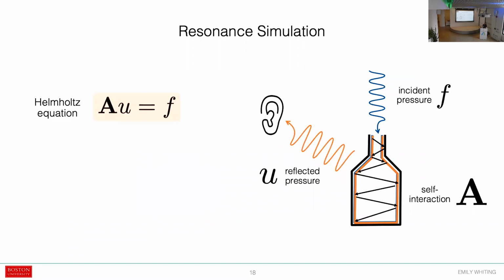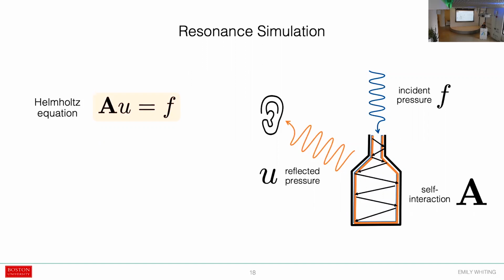So we used the well-known Helmholtz equation for modeling that acoustic simulation. The basic idea here is that you have an incident pressure, F, so that's the air that's being blown in, causing pressure on the interior of that cavity. And then you have a reflected pressure that's causing the audible sound. And you have this characteristic matrix A that's giving you that relationship. So it's modeling how these sound waves propagate, the relationship between the input and the output.